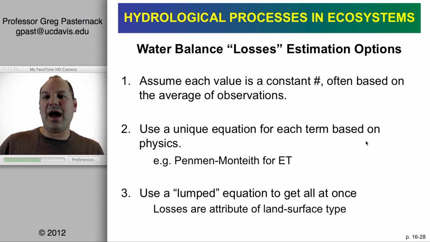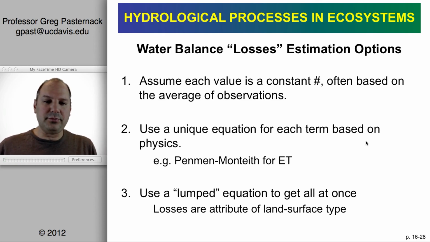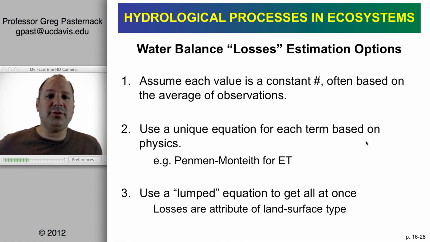So what we're going to do is look at different ways of doing it and then go through the most common way that's used in a lot of the consulting world. The first thing is you could assume each of these terms are constants, but that's a relatively poor choice. Another thing you could do is get a very complex equation for each term, maybe go out in the field and calibrate it for your site, and then apply those. And certainly there are models that do that. But a more common approach is to do a lumped approach.